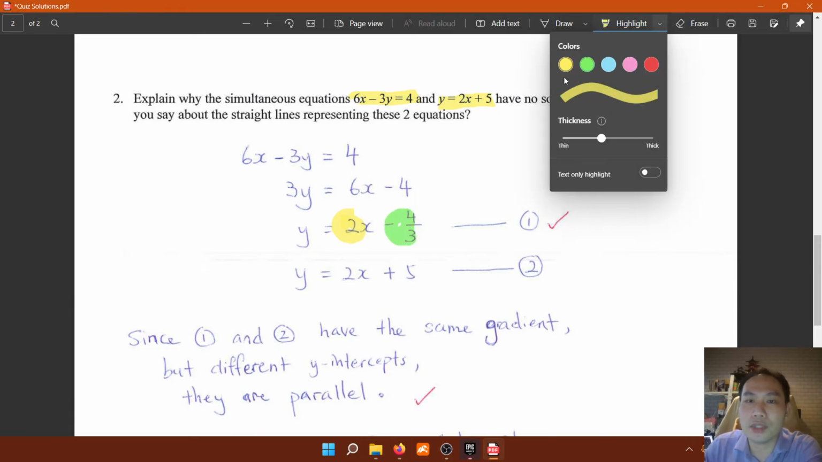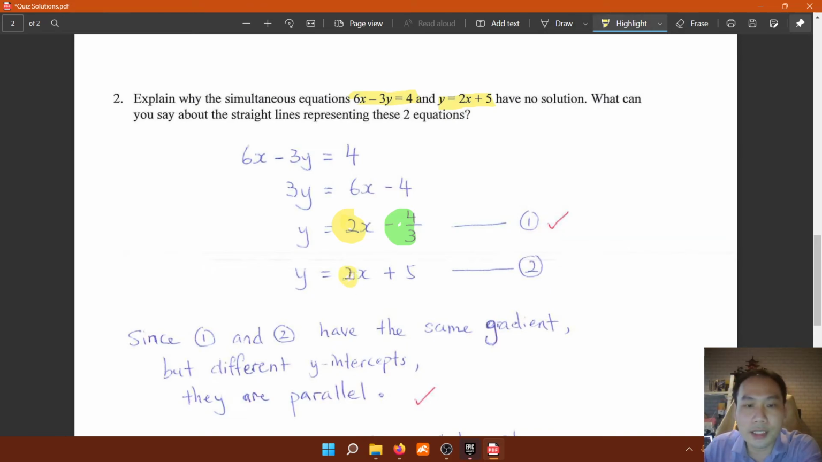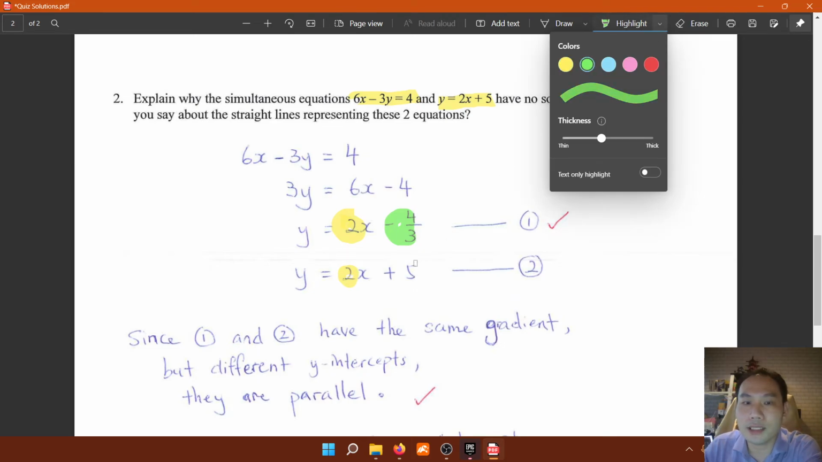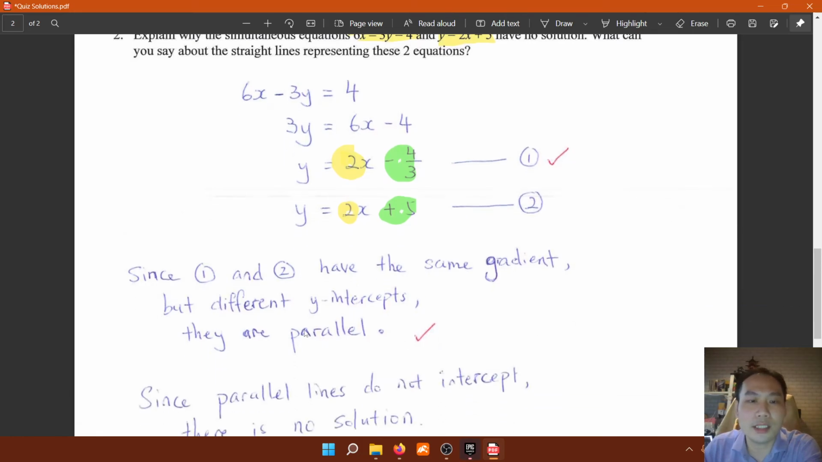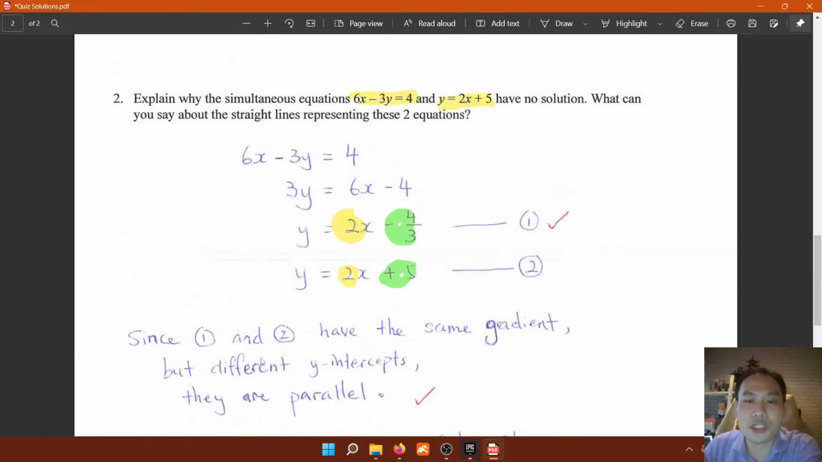So the second equation is already in this form, y equals 2x plus 5. You can see that the gradient is the same and the y-intercept is different, right? So this tells us that these two equations are actually parallel, right? So explain it logically. You can say that since equation 1 and equation 2, because I've named them as such, have the same gradient but different y-intercepts, they are parallel.